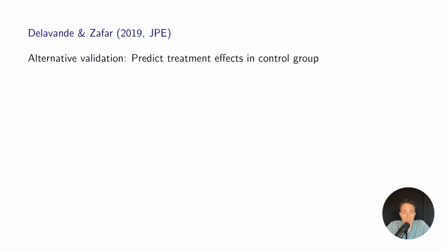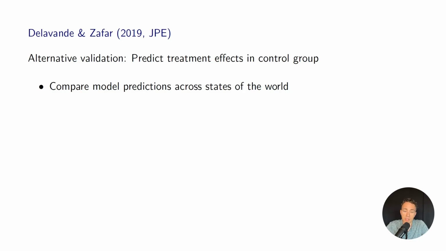This is by Delavande and Zafar, published in 2019 in the Journal of Political Economy. They're looking at validation slightly differently. They're wondering if treatment effects can be predicted using just the control group. And their model has to do with what we'll cover in our next video series, which is stated preferences. But basically, they ask the survey respondents to think about different states of the world, and they're just comparing model predictions across those states of the world.